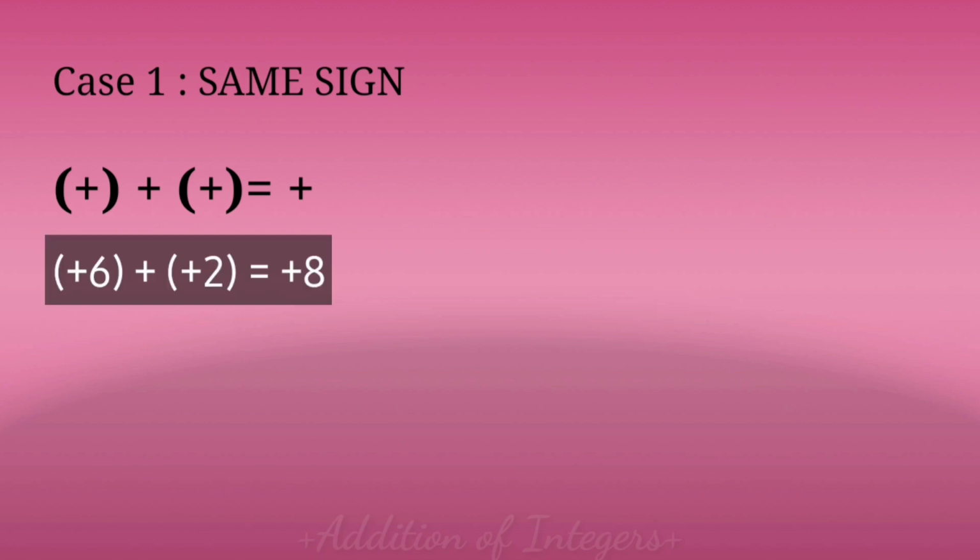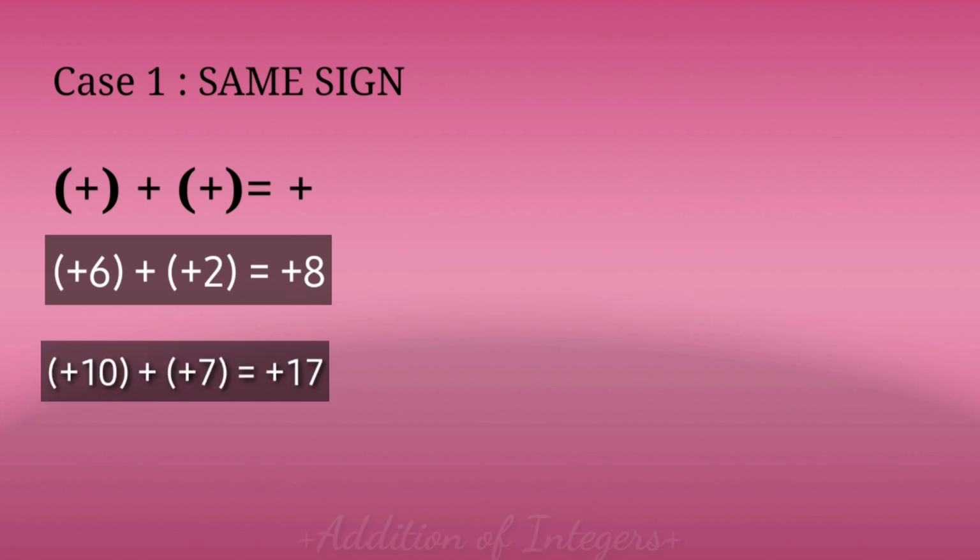Let's say positive plus positive will give us an answer of positive. For example, positive 6 plus positive 2 is equal to positive 8. Just add the absolute value. 6 plus 2 is 8. And what is the sign of the both numbers? It's positive. So, positive 8.